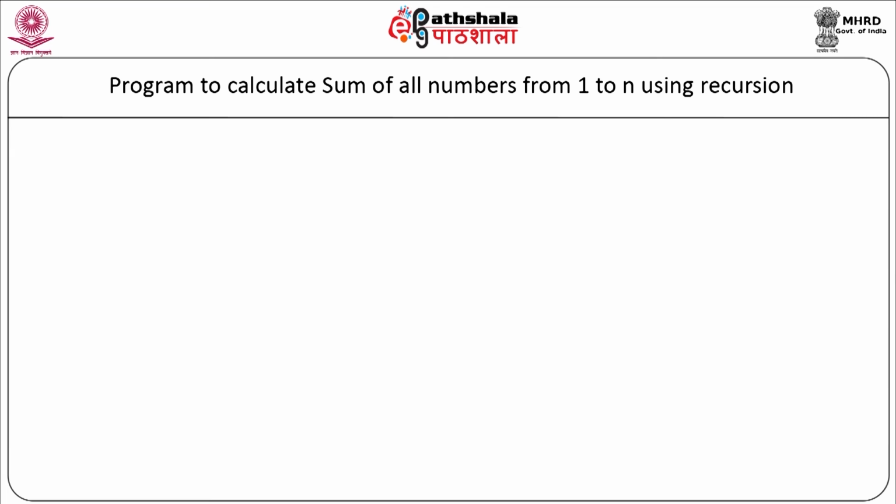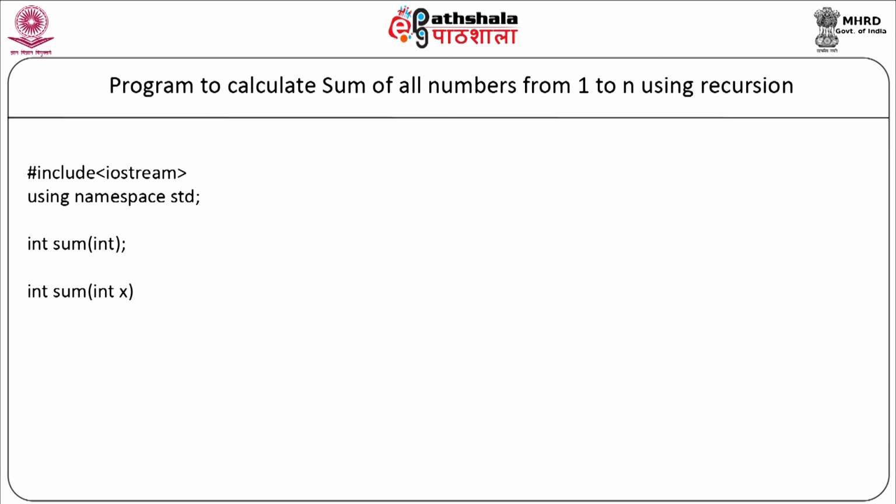Now let us see a program to calculate the sum of all numbers from 1 to n using recursion. We will start with our program #include <iostream>, using namespace std. int sum(int x), we will start with our function body. If x is equal to 1, it will return 1, else it will return x + sum(x - 1). It is exactly on the same line as the factorial function, and our function will end.